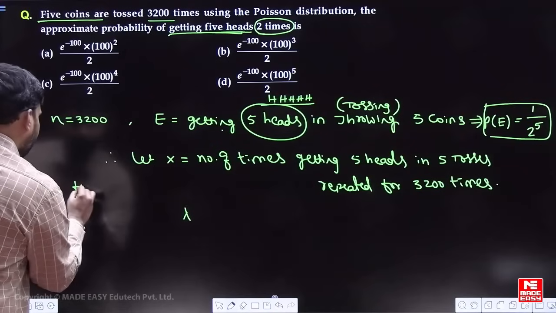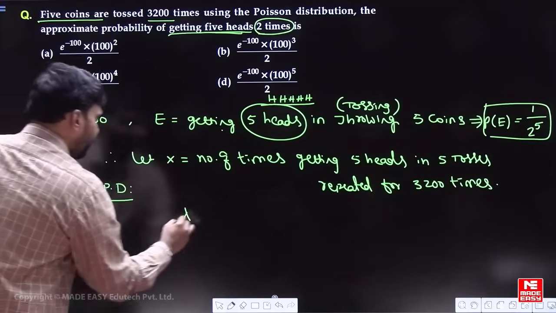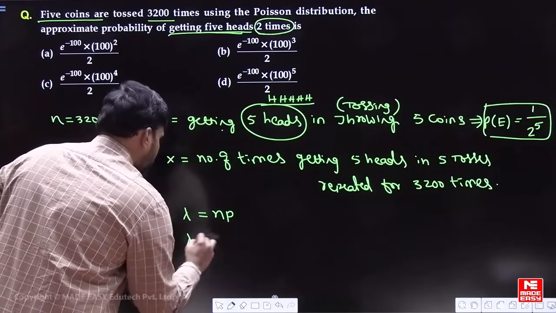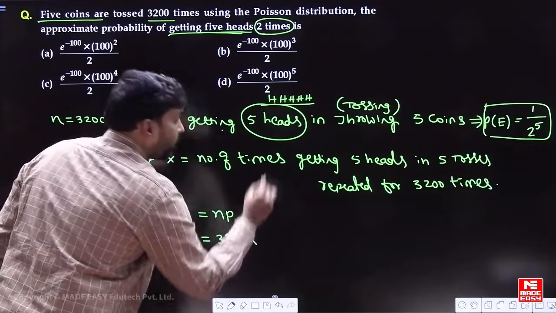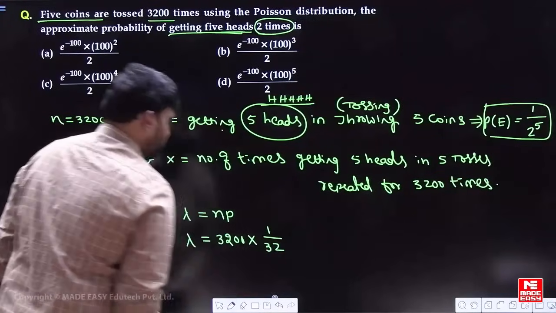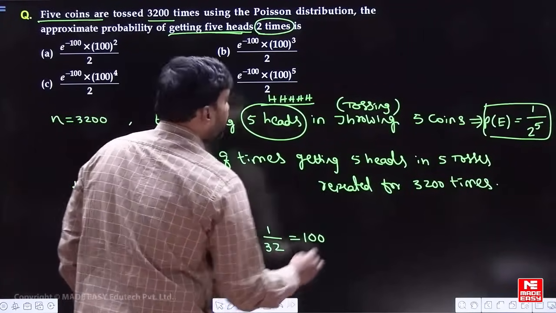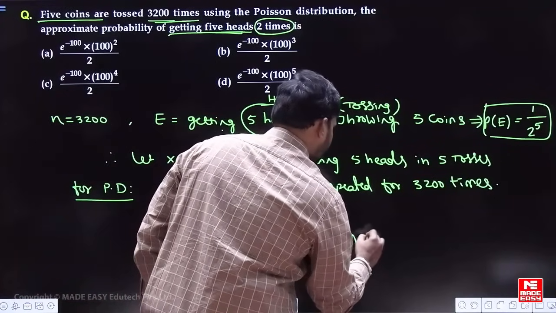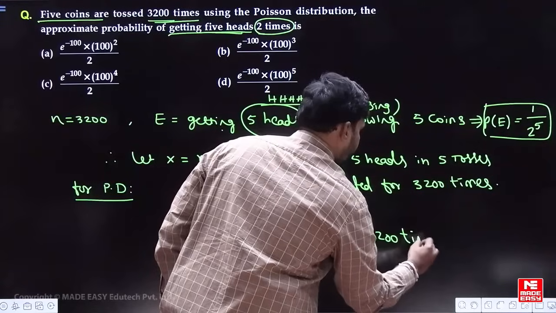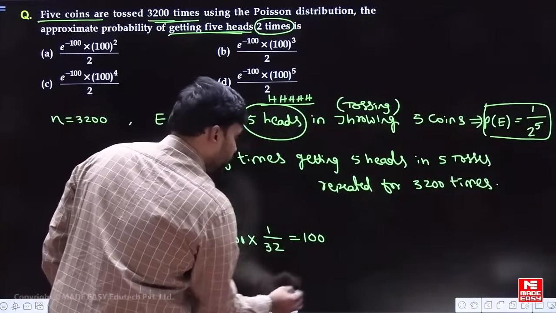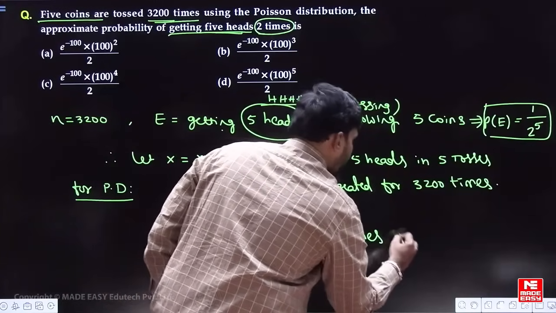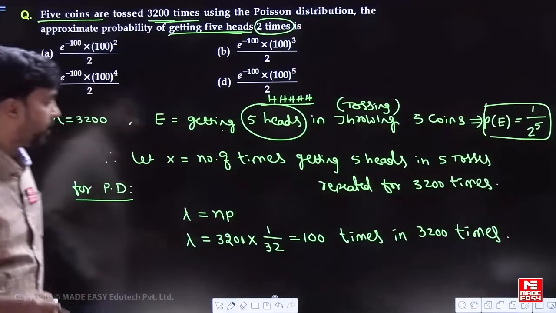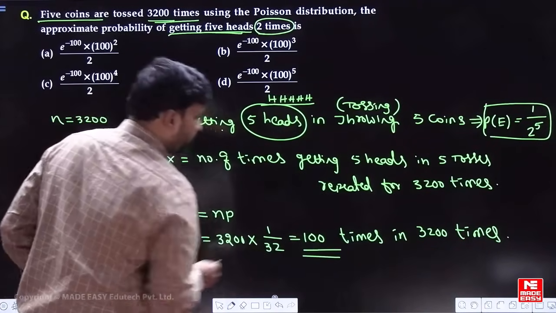For the Poisson distribution, we need the lambda. Lambda is equal to what? N into P here. So lambda is equal to N, which is 3200, and the probability is 1 by 32. So therefore, it will be 100 times in 3200 times. So this is the average lambda you are getting.